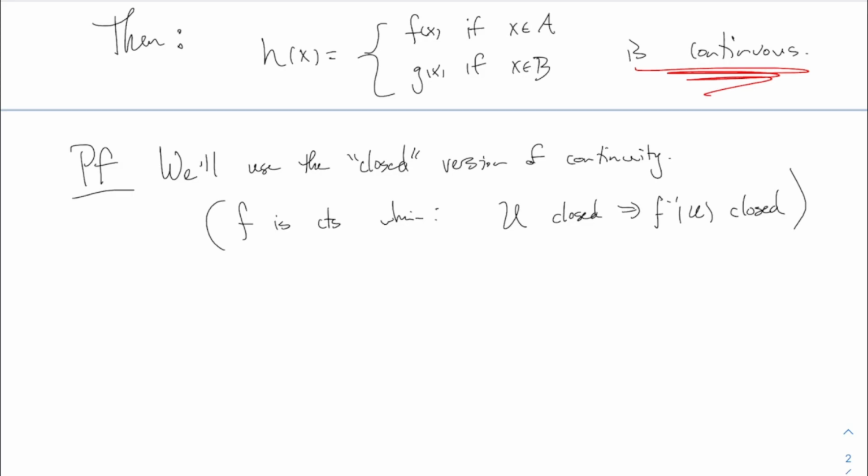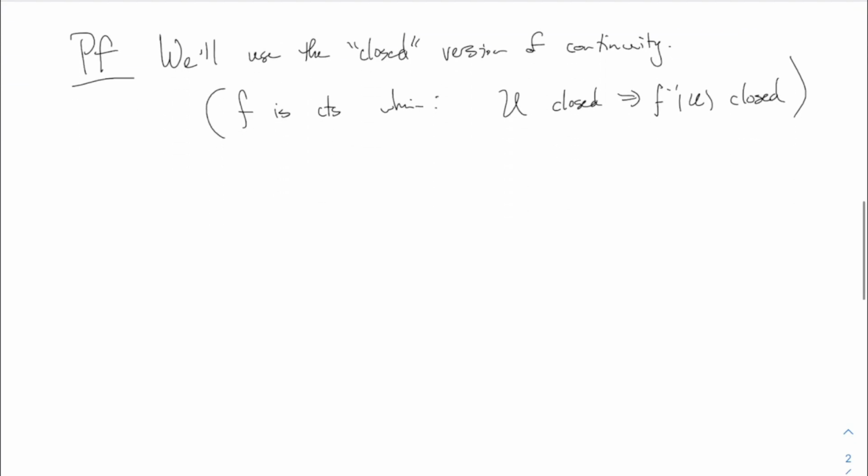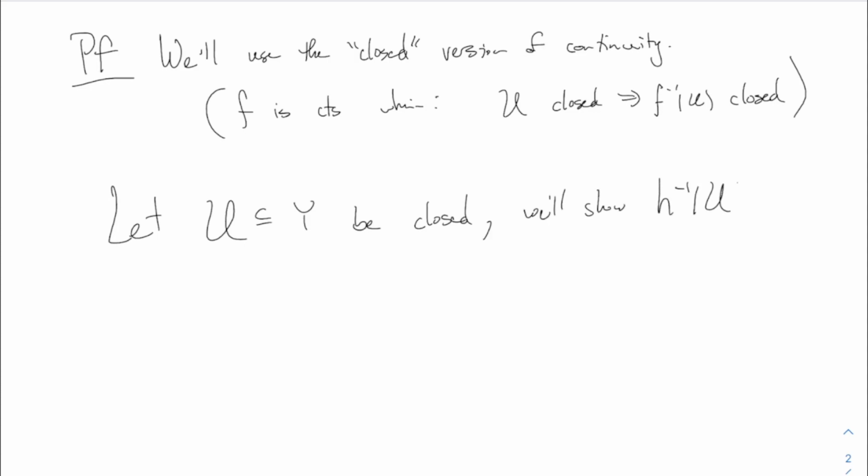And when you're proving something is continuous, usually you use open sets, but sometimes, if you want to, you can try to do it in terms of closed sets. It turns out in this particular scenario, the closed version works a little bit better. So the structure of the proof is going to say, let U be closed in Y, right? Y is the codomain. And then we'll show that H inverse of U is closed in X.